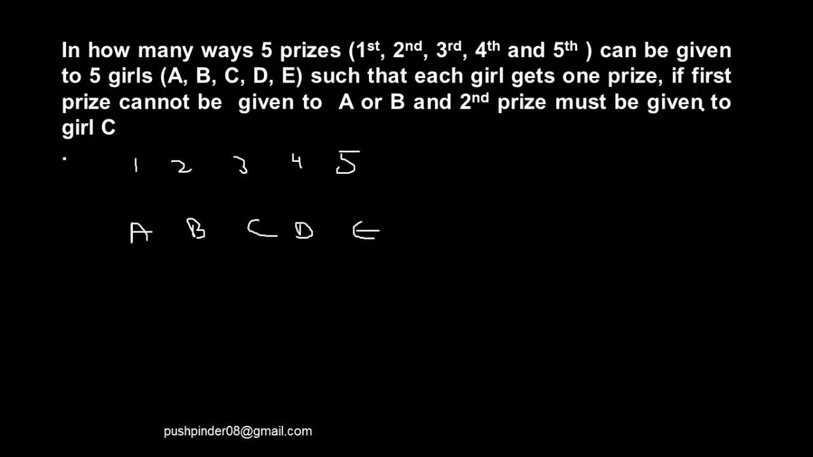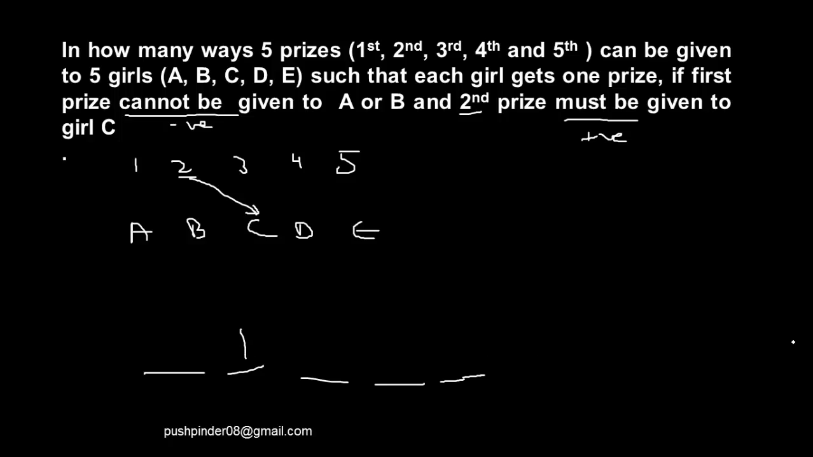Now what kind of conditions are there? First prize cannot be given to girl A or B. So this is a negative condition. Second prize must be given to girl C. So according to the rule, we should be satisfying the positive condition first. So these are the 5 prizes to be given away. So in how many ways can you give the second prize? Second prize can only be given to girl C. So there is only one way to give the second prize. You cannot give the second prize in any other way, right? So that means second prize is solved.